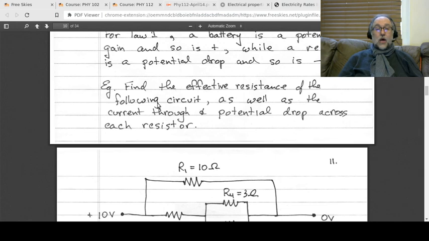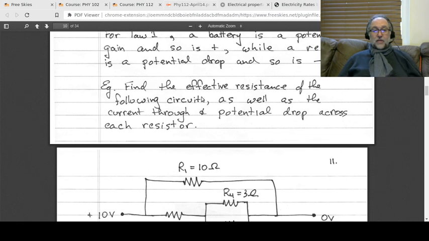Okay, and then I also want to know what's the current through each of the individual resistors, and also what's the potential drop across all of them. Okay, now getting the effective resistance, there's a series of steps in that, and then getting the current through each of them and the potential across each of them is the same steps but backwards. It's like we fold it all up and then we unfold it, and that should answer this problem.